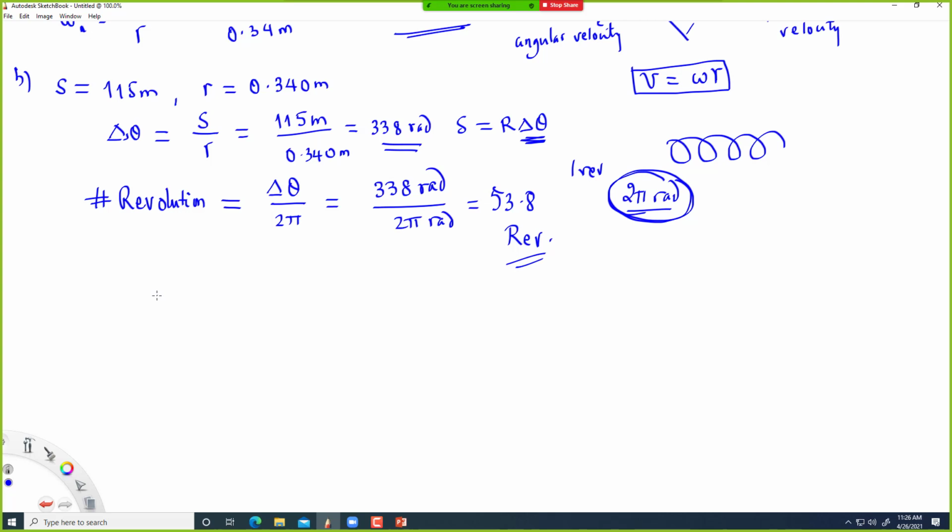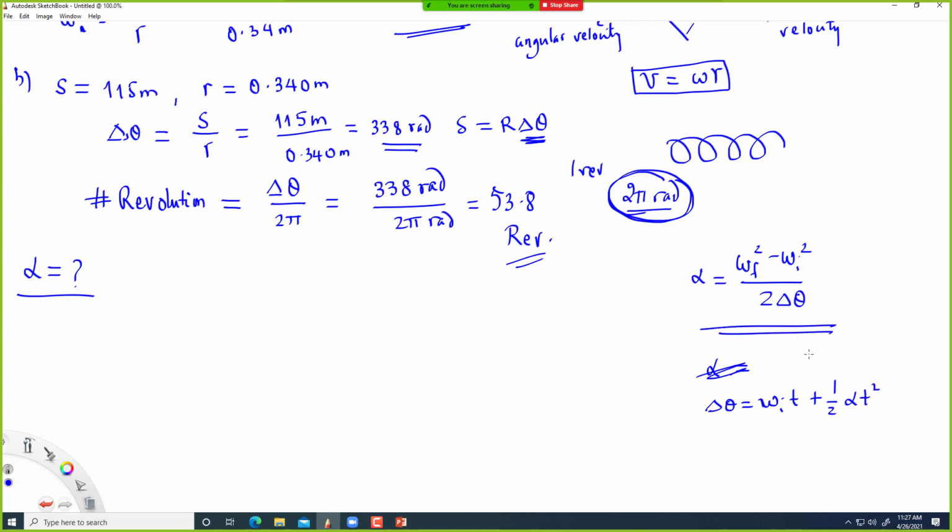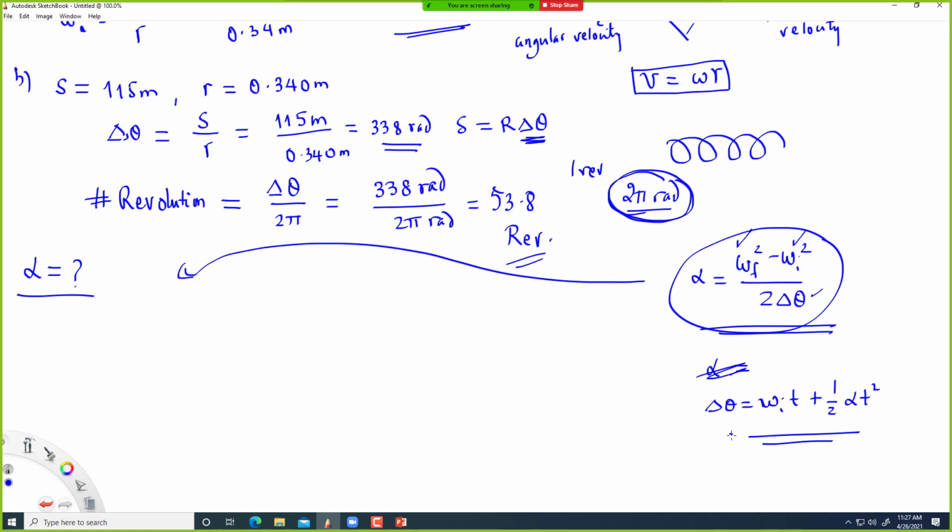So next one, what's the angular acceleration of the wheel? We want to find alpha. You have two formulas to find that. One is alpha is equal to omega final squared minus omega initial squared over 2 delta theta, and another one is delta theta is equal to omega i t plus 1/2 alpha t squared. You need to decide which one to use. Should we use the first one? We have omega f, omega i, and theta. That means this one we can use. We cannot use the other one because time is not given.